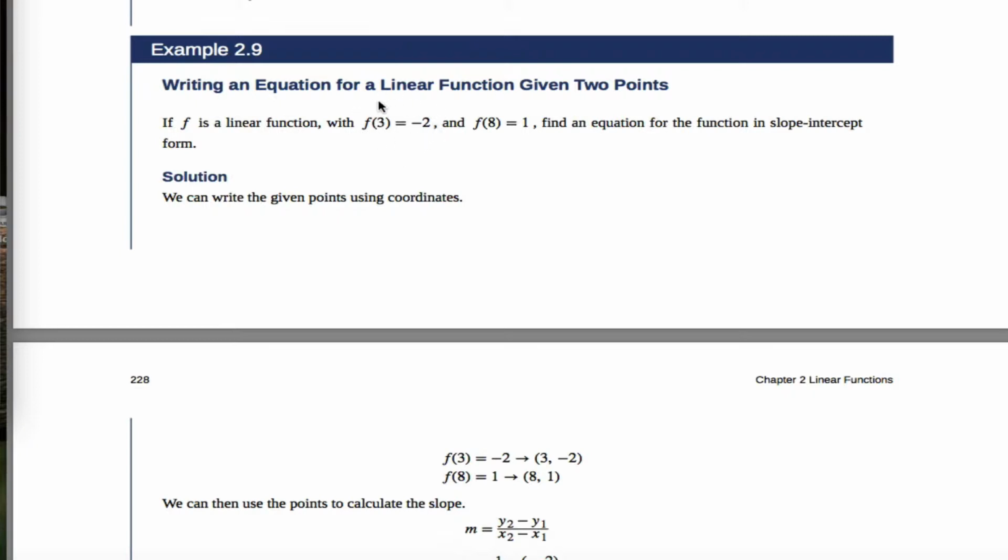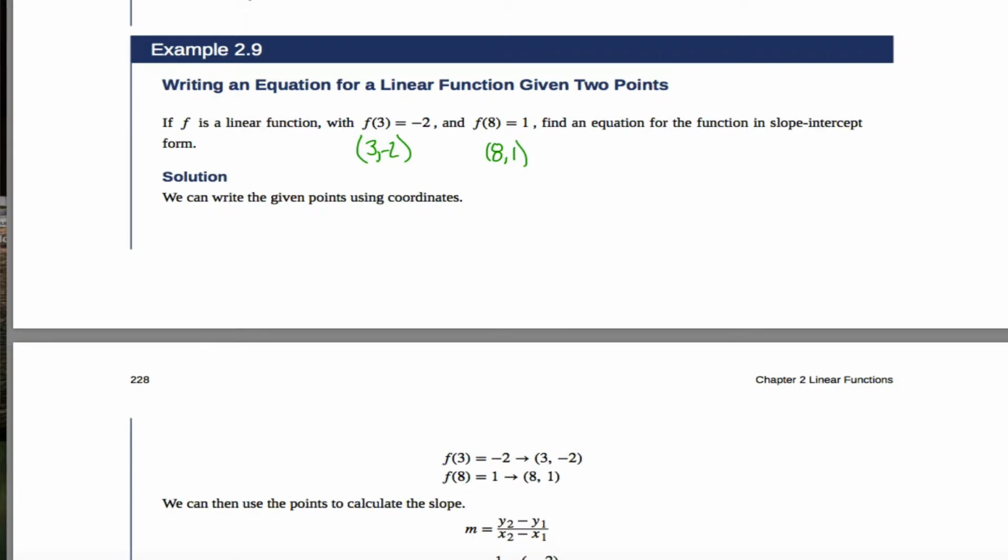What this statement right here is telling you is that when x equals 3, y equals negative 2. In other words, the point (3, -2) is on the graph of this linear function. And when x equals 8, y equals 1. So the point (8, 1) is on the graph of this linear function. And when you have 2 points, you have everything you need to figure out the linear function. So this asks us to find an equation for the function in slope-intercept form.